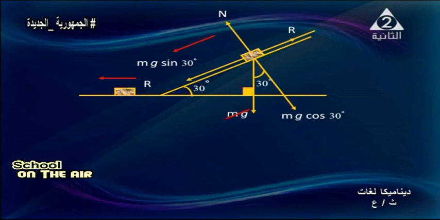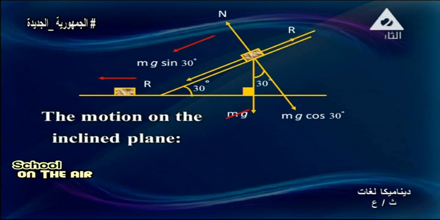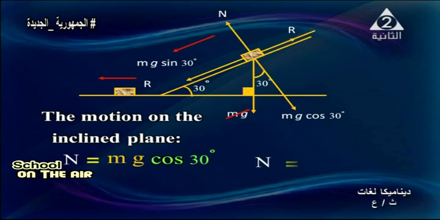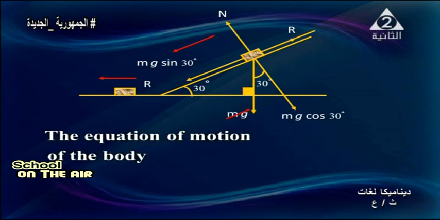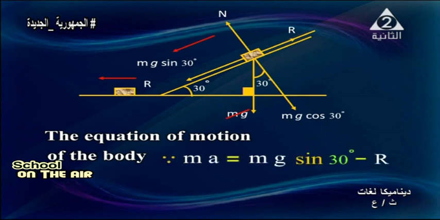Now we start with the motion on the inclined plane. N equals mg cosine 30. N equals cosine 30, root 3 over 2. Then the normal reaction N equals root 3 over 2 mg. What is the equation of motion of the body on the inclined plane? MA equals mg sine 30 minus r. R is the resistance of the inclined plane.